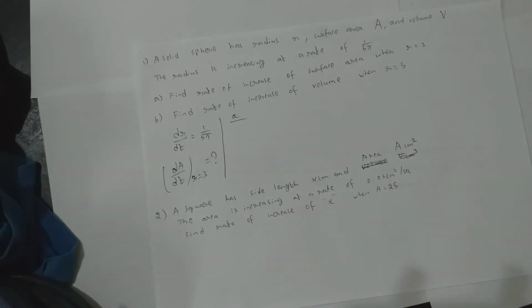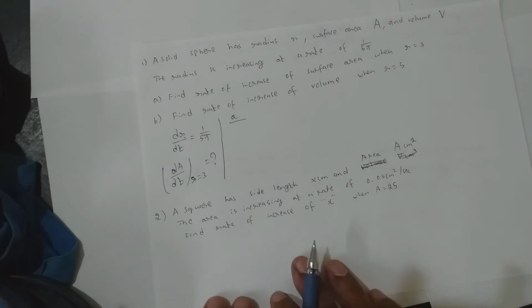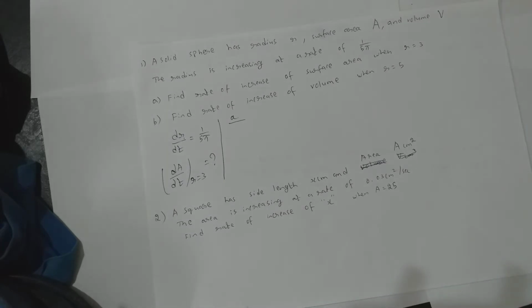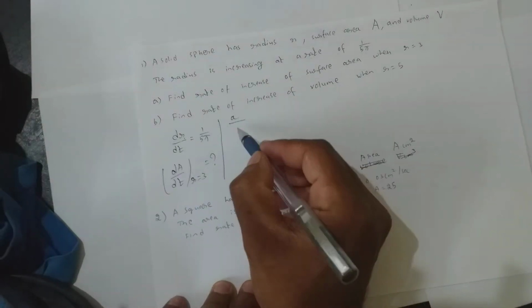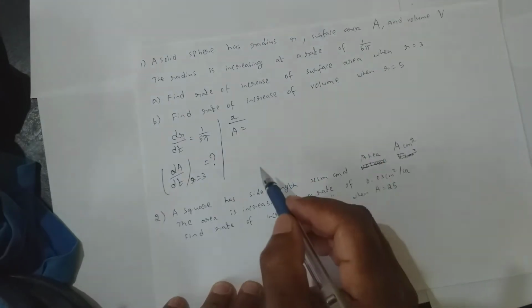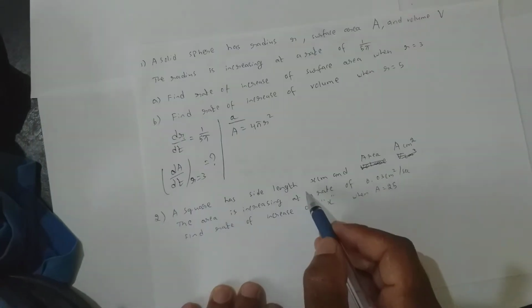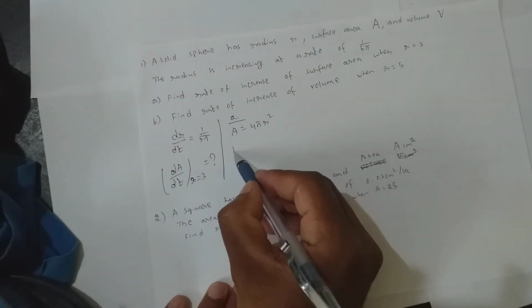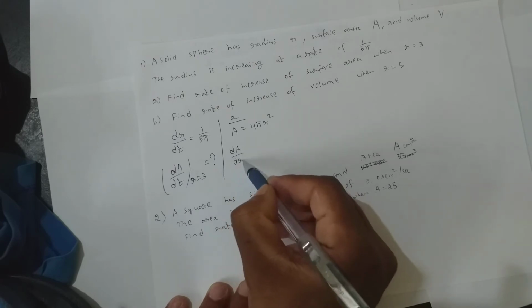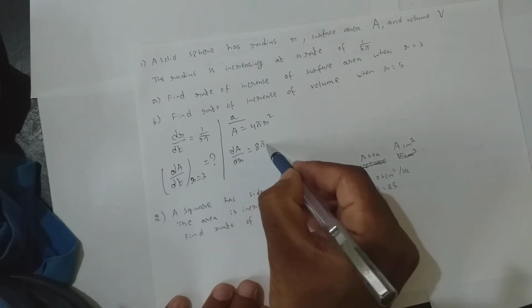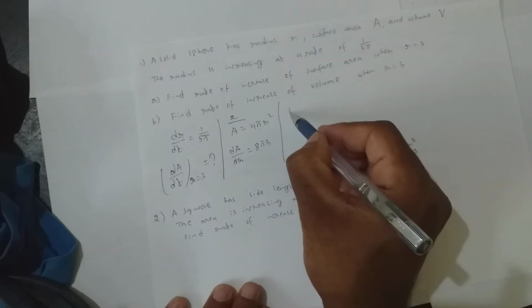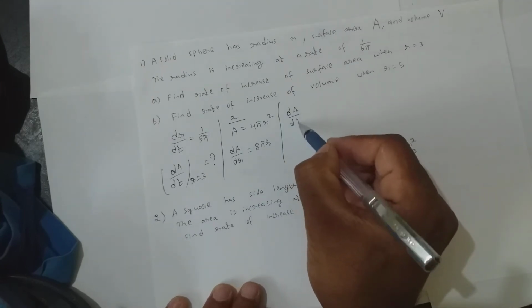Are we clear with the question? Nothing else is given, right? Now, what is surface area for sphere? Formula 4 pi r square. So, if I find out first dA by dr, how much will I get? 8 pi r. So, now dA by dt, how much will I get?